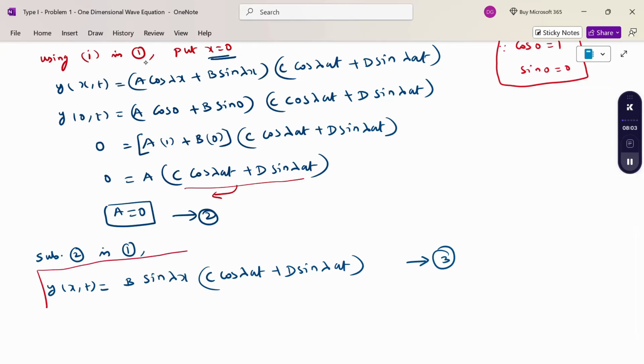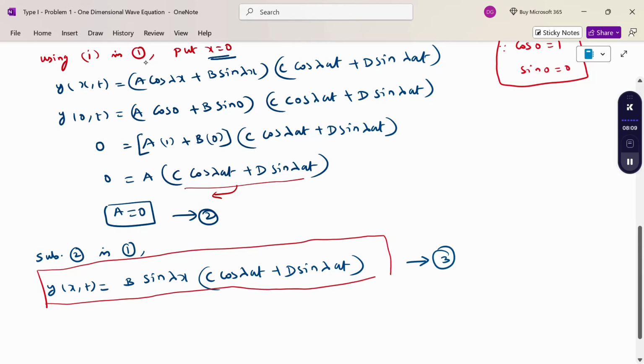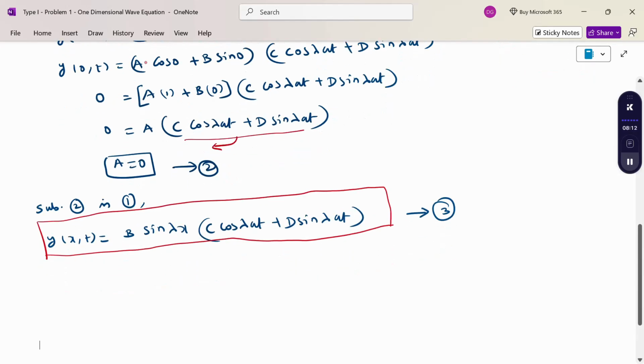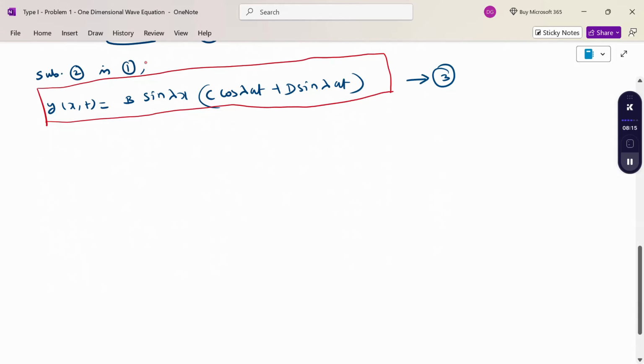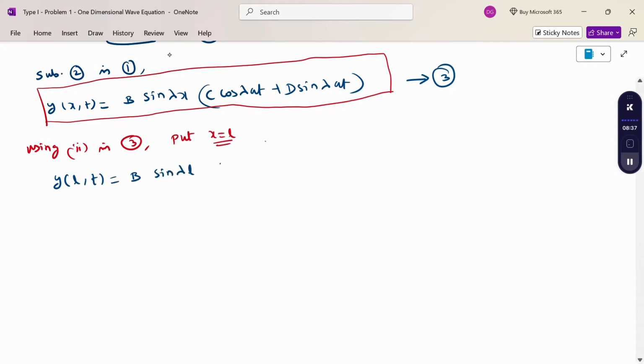Now consider, once you find the value of a, then you substitute in the suitable solution. Now I have a new solution. Now using condition 2 in equation 3, what is the condition? Put x equal to L. So when I am substituting x equal to L in equation 3, y of L comma t equals b into sin lambda L, c cos lambda at, d sin lambda at.